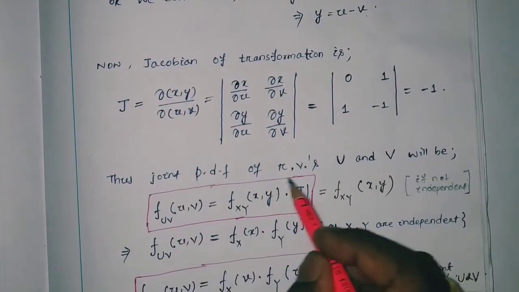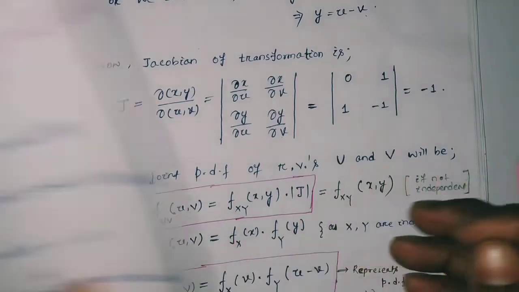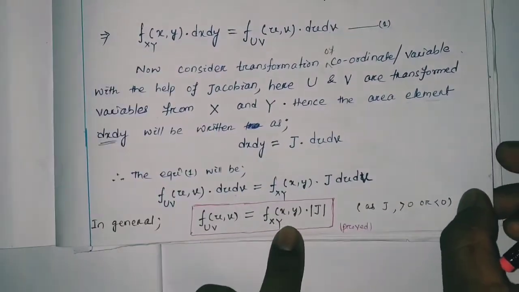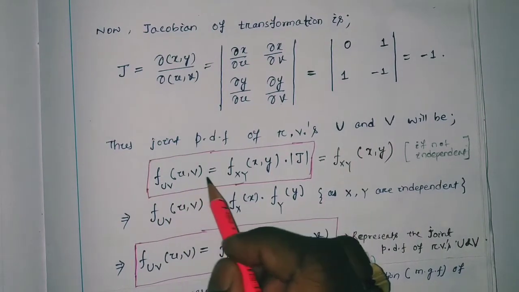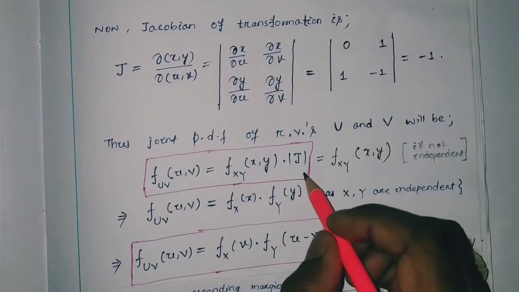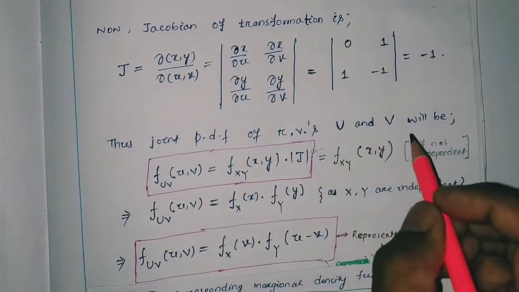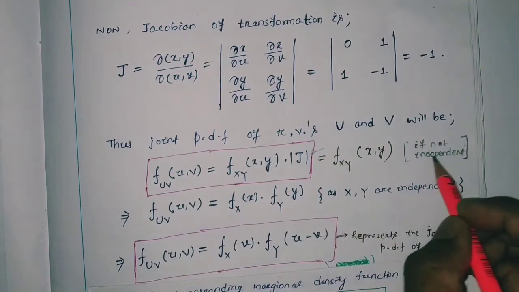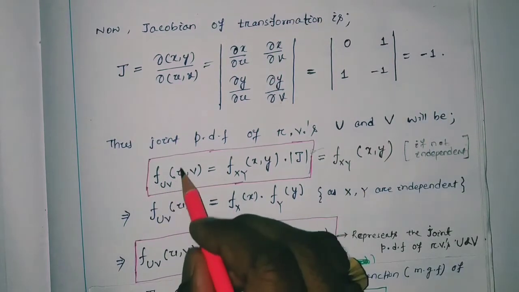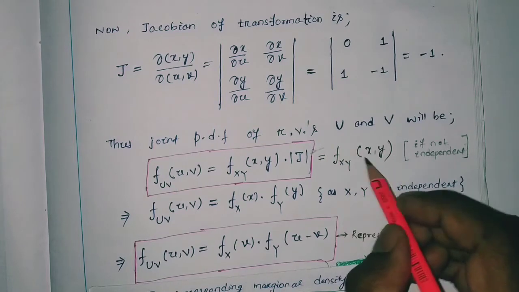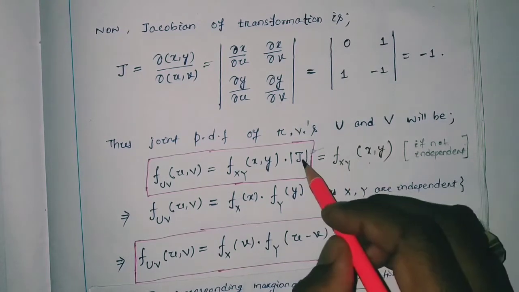Thus the joint PDF of random variables u and v will be how much? As we just proved, f of uv equals the joint PDF of xy into modulus of Jacobian. This will be the joint PDF if x and y are not independent. Here the modulus of Jacobian will be 1, so the joint PDF of uv will be equal to the joint PDF of xy, as the Jacobian is 1.